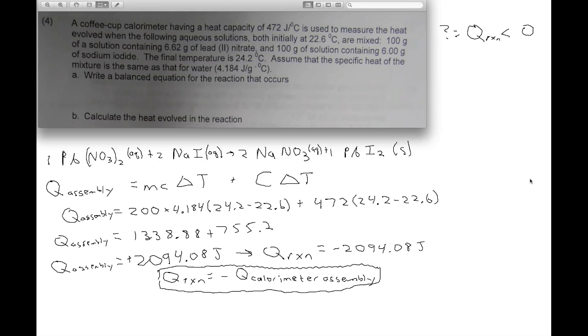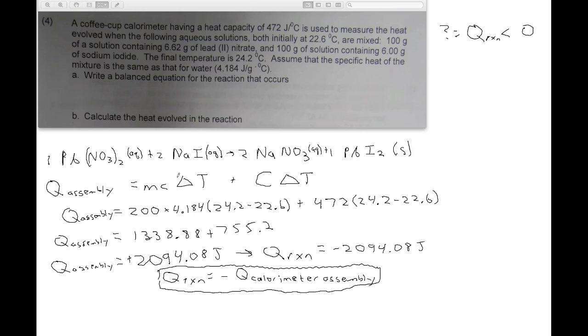So what was the answer to part B? Negative 2094.08 joules. Okay, good. So now one thing, how did you know in this problem that you needed to treat the water as a separate heat sink, separate from the solid portions? Well, this was the type of hard problem that I was trying to prepare you for in the last session. In this case, they gave us the heat capacity for the solid calorimeter, and they specifically talked about the heat capacity of the solution as well.